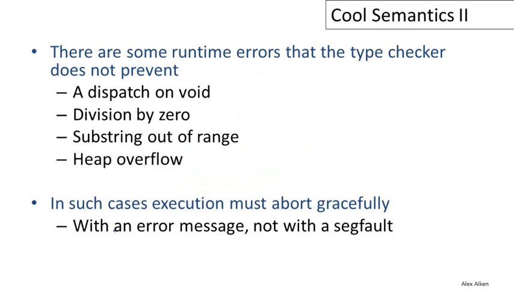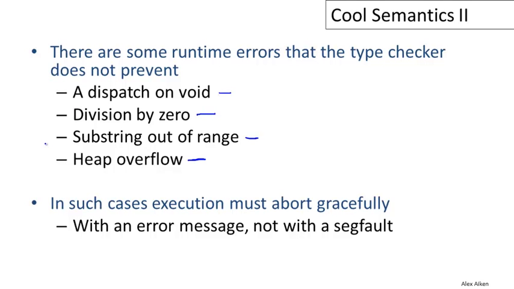Now, there are some runtime errors that the type checker doesn't prevent, however, and in Cool, there are 4. One is a dispatch to void, division by 0, you could have a substring index that's out of range, or you could run out of memory. You could try to allocate a new object and not have enough space for that. And in such cases, the execution has to abort gracefully, and that means with an error message, not just with a segmentation fault or some other kind of hard crash. And in the manual, there are some guidelines as to what a correct Cool implementation should do in these 4 situations.